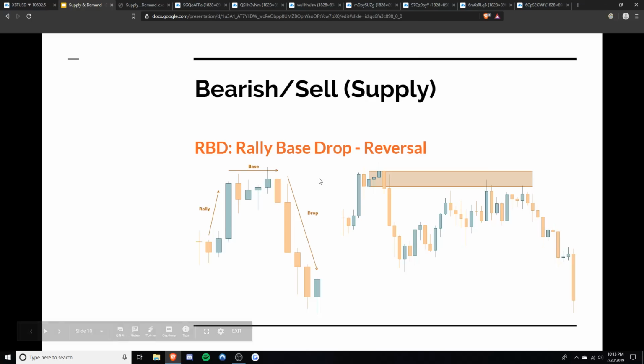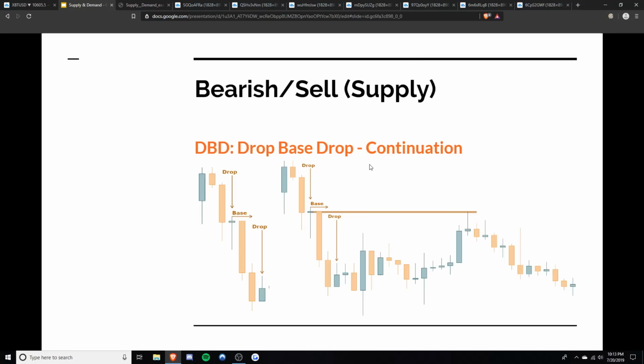Getting into the bearish or supply structures, we have a rally base drop, which is a reversal. We have a rally, a base, and a drop. You see the same area of price over here. We have a rally, a base, a drop, and once retested, it offered you a perfect short opportunity, and look what price did. It rejected. So that's a rally base drop, and that's the reversal.